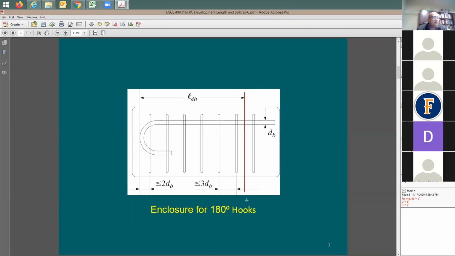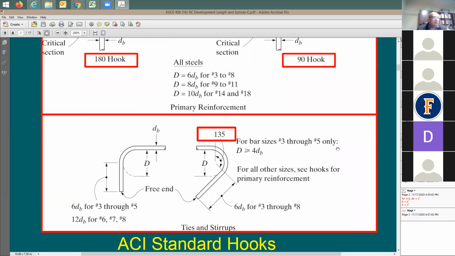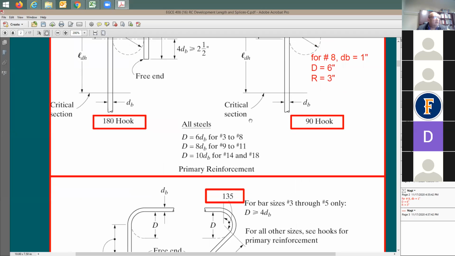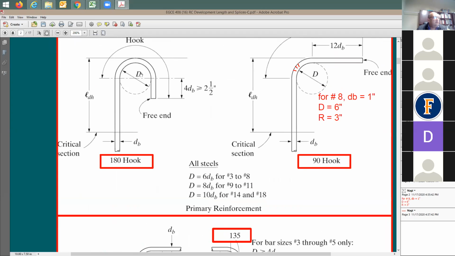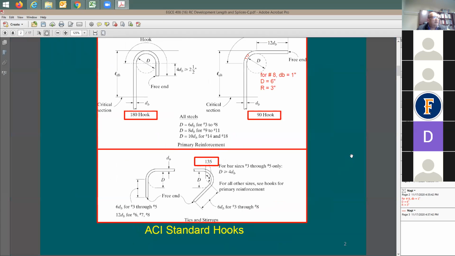Professor, one quick question. Could you go back to the 135 hook? We're still going to use the same formula for the 135, right? Or am I reading this wrong? Because I see D is greater than or equal to 4 dB. Yeah, only look for this one here, 4D or 5. Oh, is how much? Yeah, it depends on the bar size, right? And this gave for all steels, D and D and D, right? Okay, Roger, thank you. So this gave for number 3 to number 5 only.